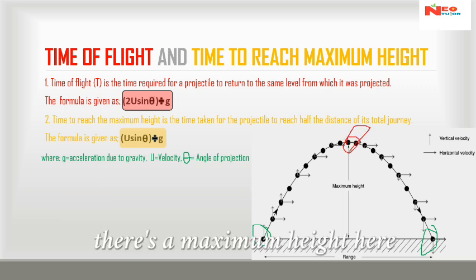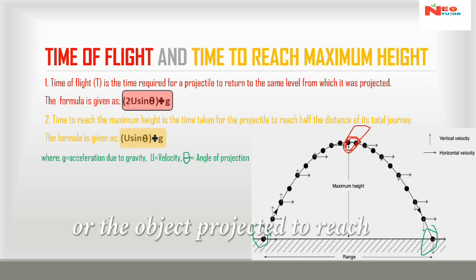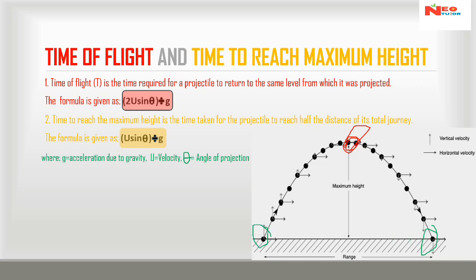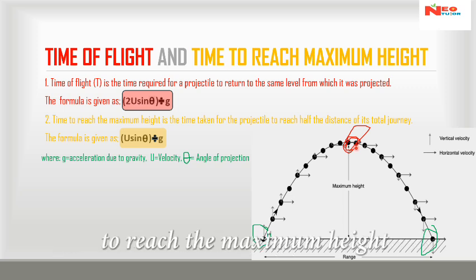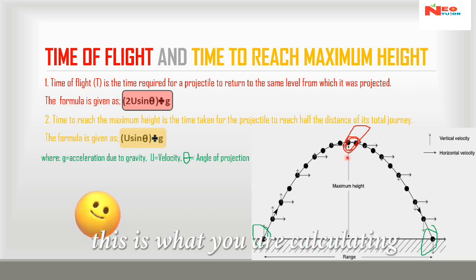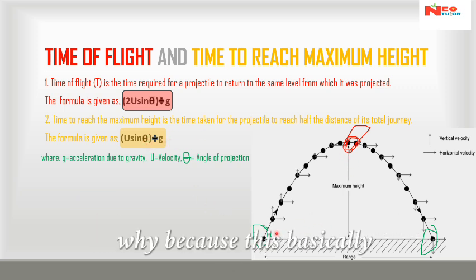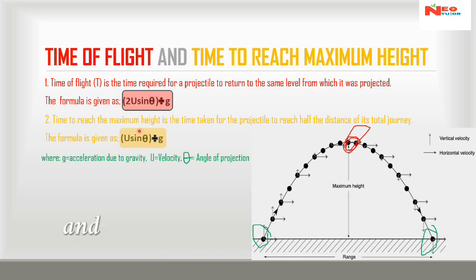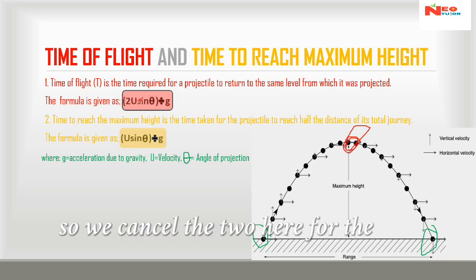Here we have a maximum height. So the time taken for the object projected to reach this height is the time taken to its maximum height. That is, if they ask you to find the time taken for a projectile to reach the maximum height, this is what you are calculating, and the formula is u sin theta divided by g. Why? Because this is basically half the journey, and you are dividing by 2, so we cancel the 2 here for the total journey.